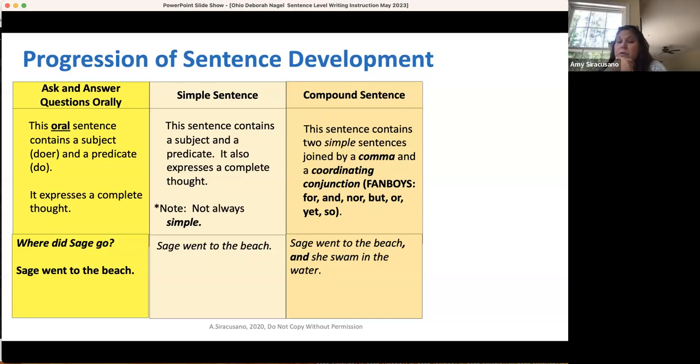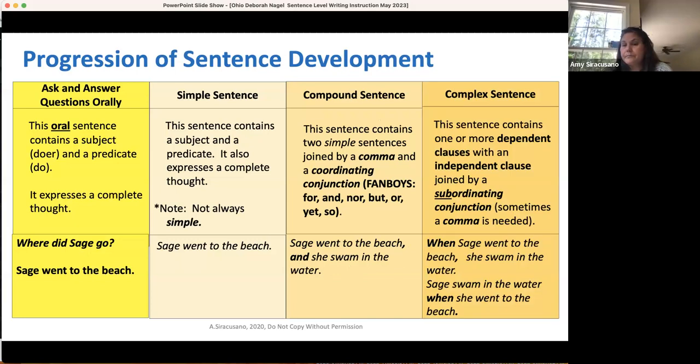And by the end of first grade, they have to know how to join 2 simple sentences to create what we call a compound sentence. So there's an example down here. They'll need to know how to create a comma. That goes back to handwriting. And they need to know that they need to have a subject and a predicate in the first part and a subject and a predicate in the next part, or a doer and a do. And it's a complete thought.